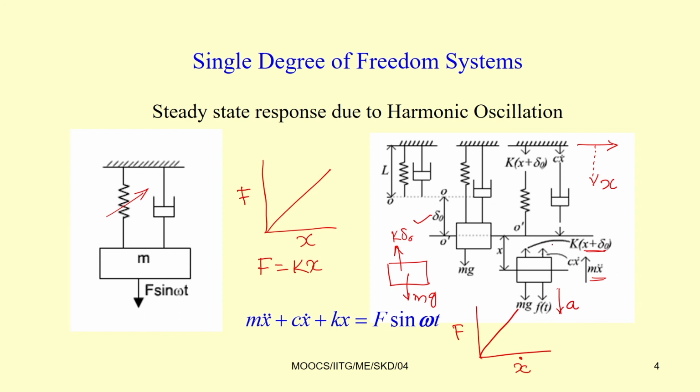Similarly, C x dot is in the upward direction and m x double dot is also in the upward direction, and the downward forces are mg and the force that you are applying. So, let us apply some force Ft, which is a function of time. Then the downward force will be equal to mg plus Ft, and the upward force becomes k x plus delta 0 plus C x dot plus m x double dot.